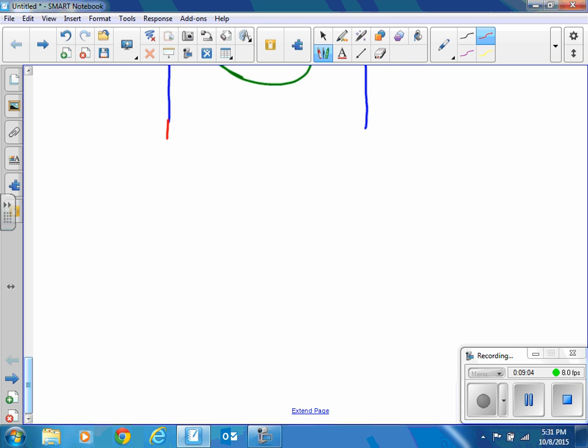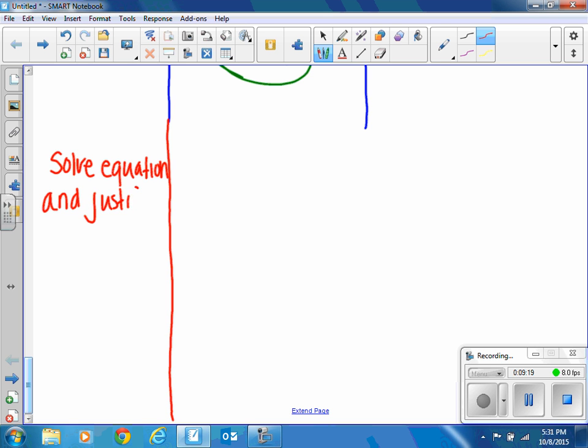Next one. Now we're going to solve the equation and justify each step. This is our final example. What I mean by that is you're going to solve the equation just like you would, but for every step that you do, you have to tell what property or why you were able to do that. What are you doing in each step?